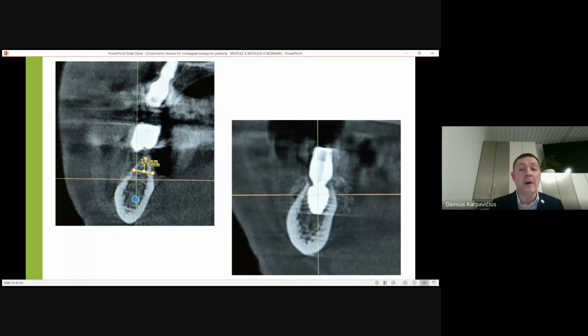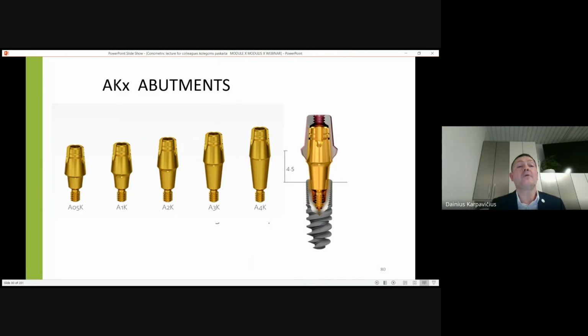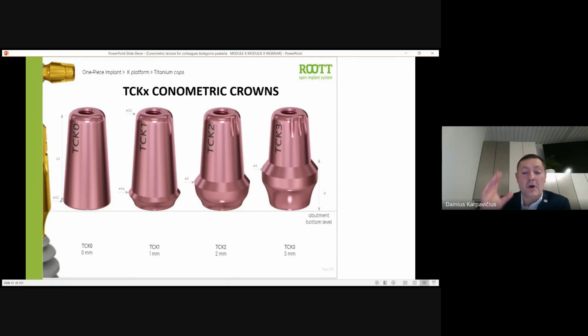And then submerging is sometimes like protection from problems, because with conometric we have a wide range of possibilities. As I said, the primary abutment is from 0.5 millimeter to 4 millimeters, and conometric caps are from 0 millimeter to 3 millimeters. So totally we have even 7 millimeters of possibilities to go in depth. So it's a very amazing long path.